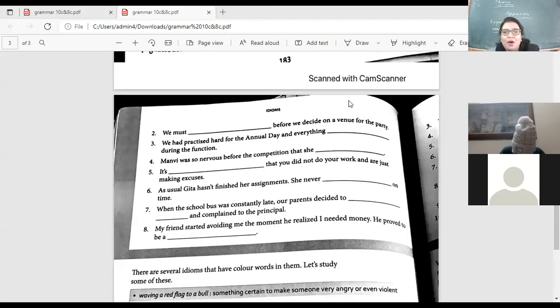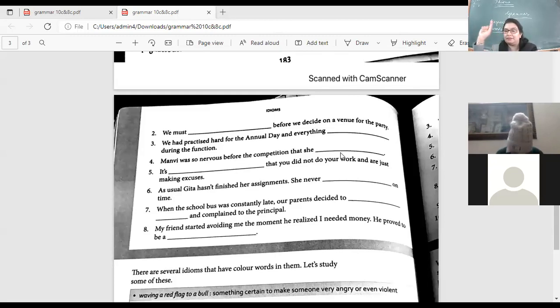Very nice. We must dash before we decide on a venue for the party. We must explore all avenues. Very correct. Next is: we had practice for the annual day and everything dash during the function. Everything.